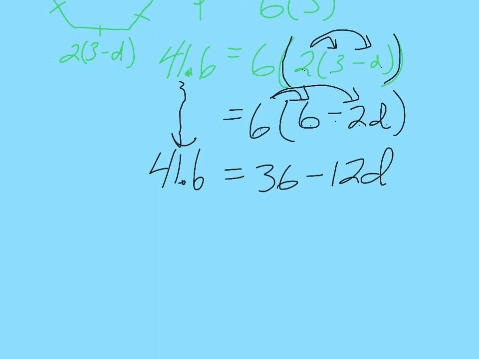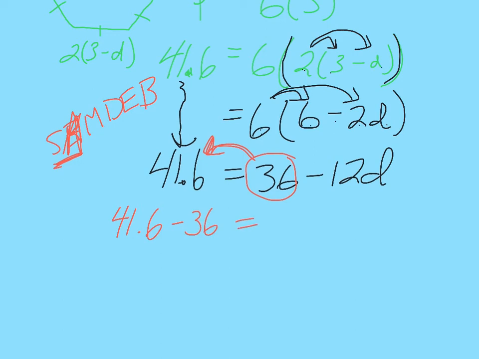Now we want to solve for d. So I have to collect my like terms. I want d all by itself. I'm going to take this 36 and move it over here. I have my order of operations backwards. I'm looking for any addition and subtraction. This is 36 kind of minus all of this. So I'm going to move it over here and it becomes 41.6 minus 36, and I have negative 12d.